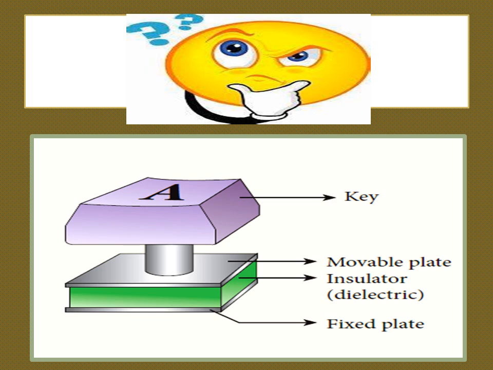Now what happens is, when the key is pressed, that is any alphabet or anything which is pressed, the separation between the plates decreases, which leads to an increase in the capacitance. This in turn triggers the electronic circuits in the computer to identify which key is pressed. So a capacitor with a dielectric is used in your computer keyboards.